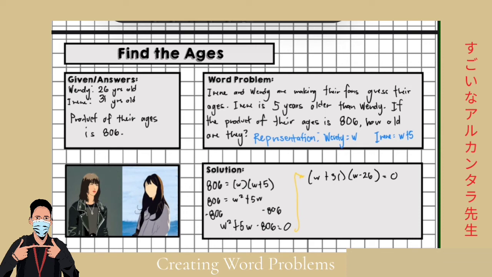And again, you don't have to overcomplicate this because we made the word problem. It's here: 31 for Irene, 26 for Wendy. Why is 31 positive? Because your middle term is positive, so the higher number should be positive.